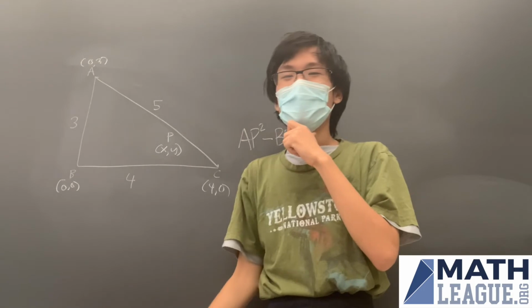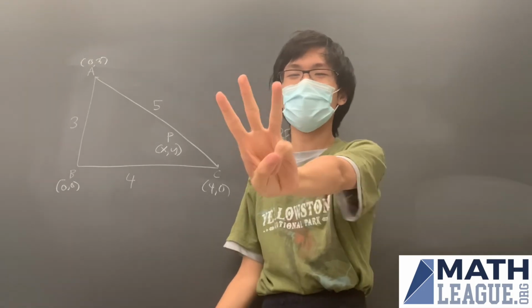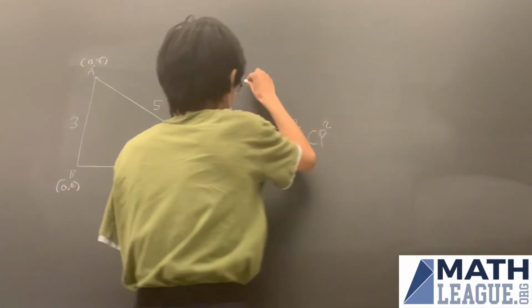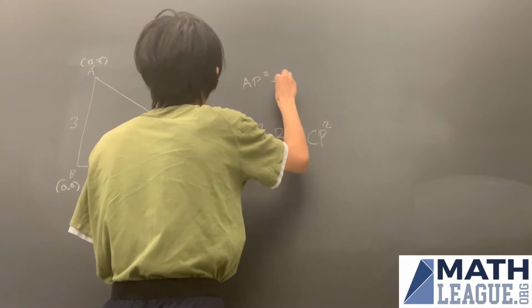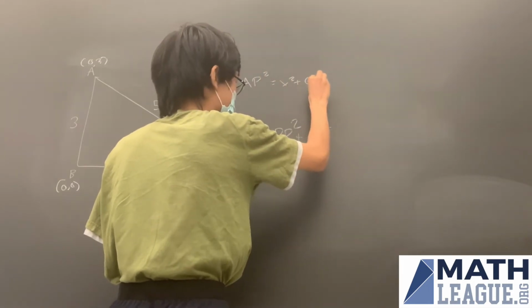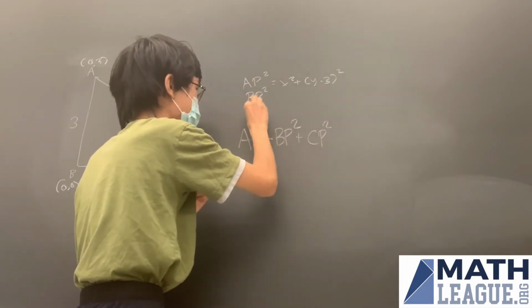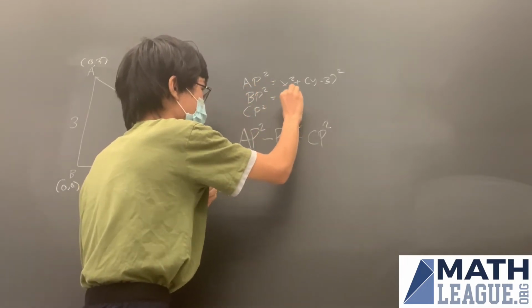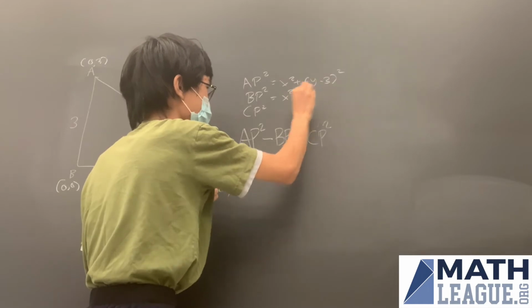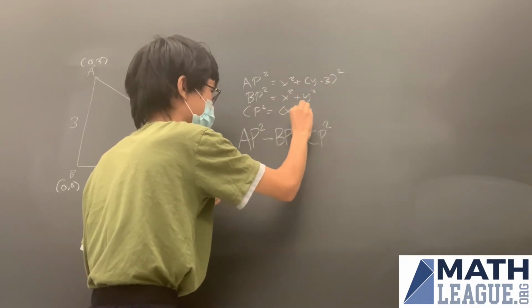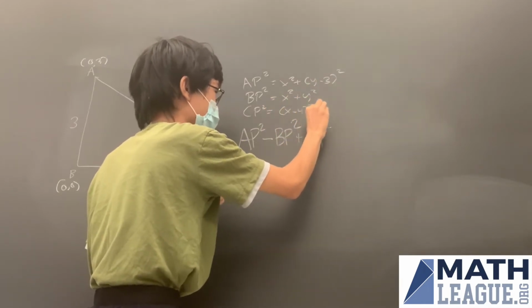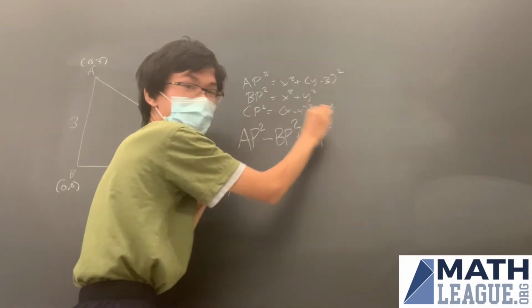And in fact, I can then just use the distance formula 3 times. So as an example, AP squared is going to be x squared plus (y minus 3) squared. And I can do likewise for BP squared and CP squared. After doing all that out, I seem to notice some common stuff, like the x squared terms and the y squared terms right there.